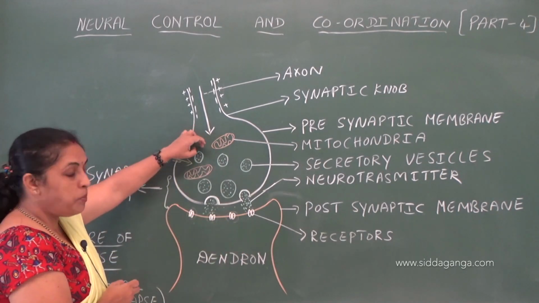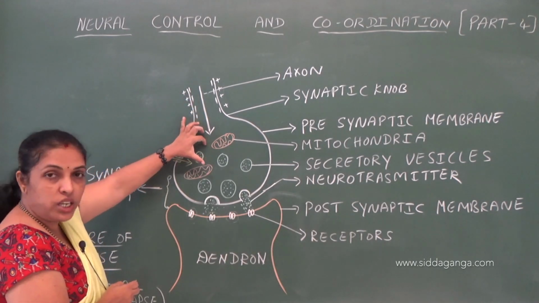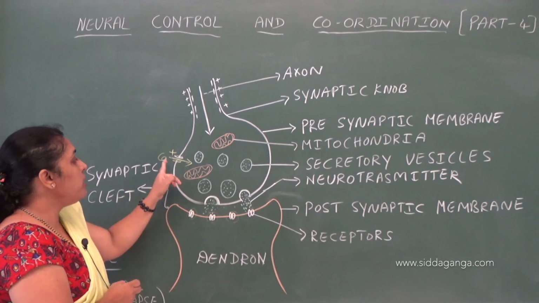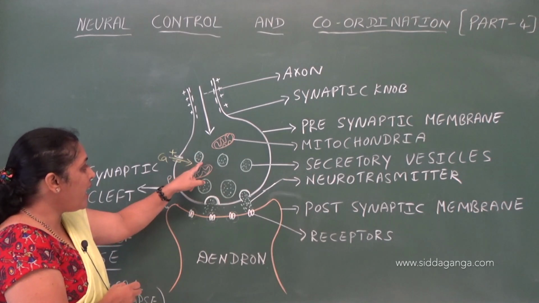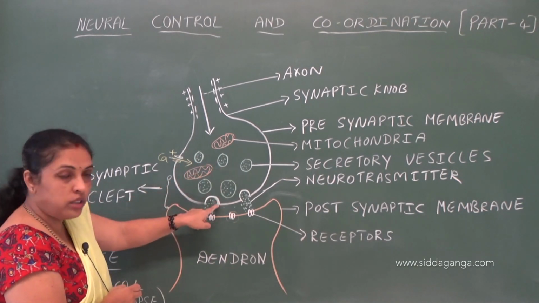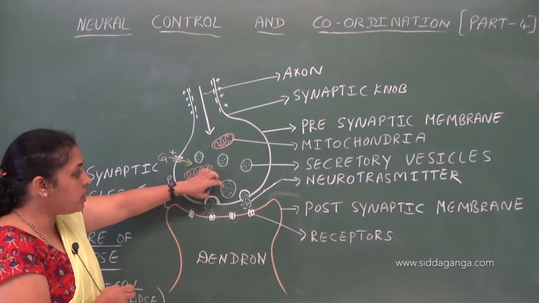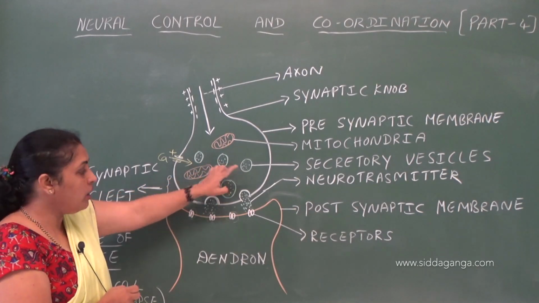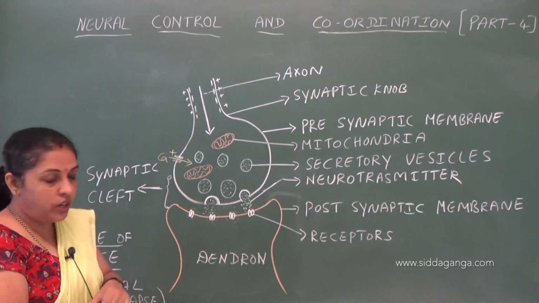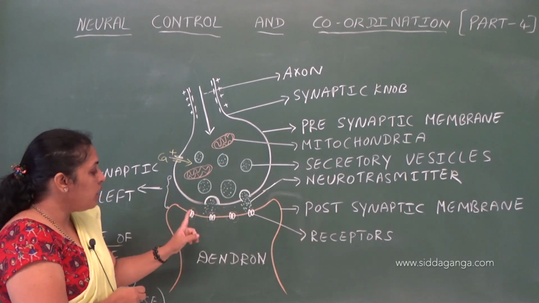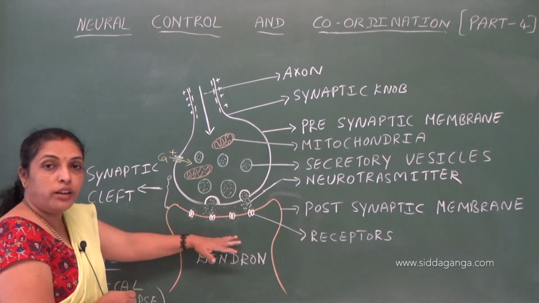So, in synapse, when action potential reaches the synaptic knob, we see the opening of calcium voltage gated channels. This calcium pushes the secretory vesicles towards the axolemma, where we see exocytosis of those secretory vesicles, which releases neurotransmitters to the synaptic cleft. These neurotransmitters will adhere to the receptors present on the dendron.